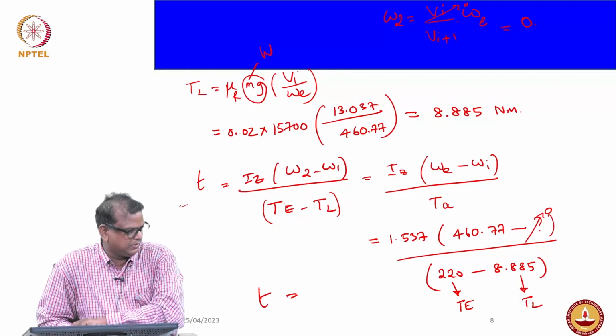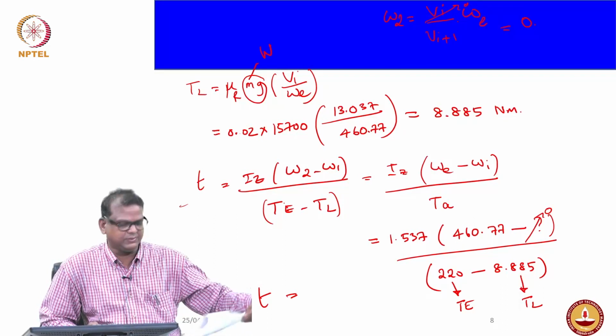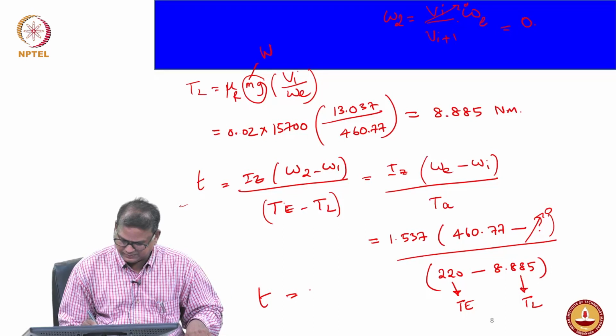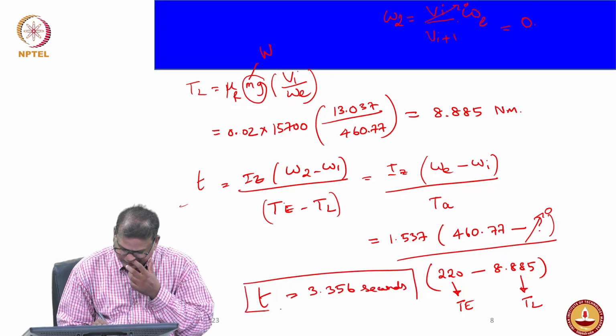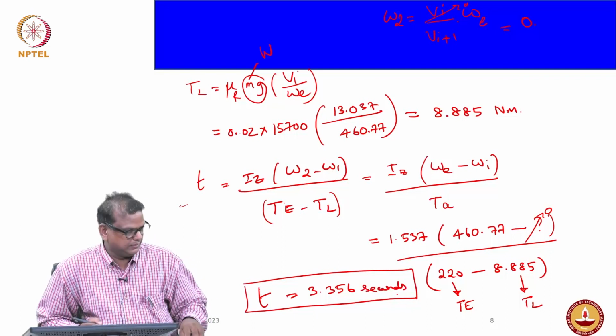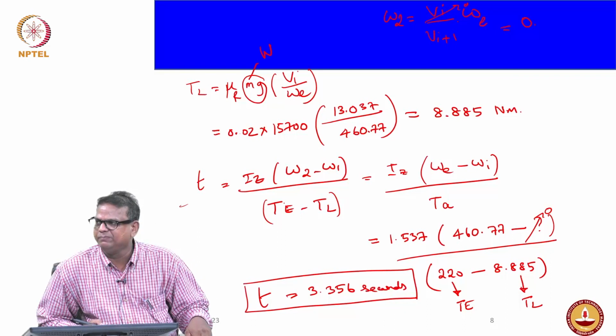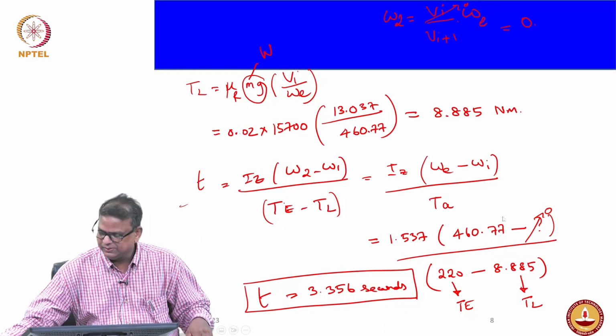Are you getting 3.356? You should get 3.356. 3.356 seconds is the slipping time required in the first gear engagement. Are you getting the value 3.35? Yes, that's the one thing.